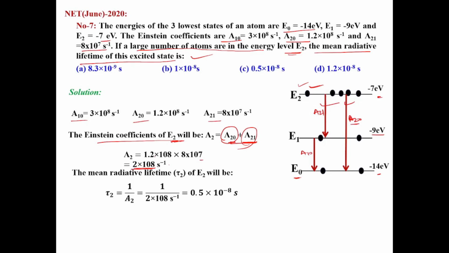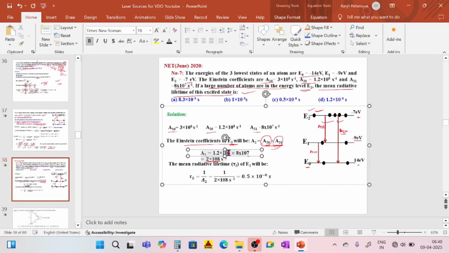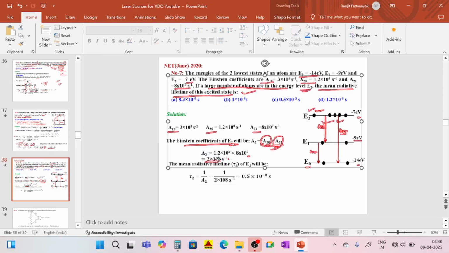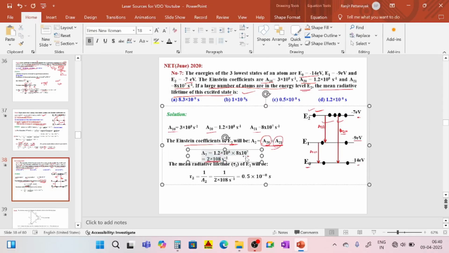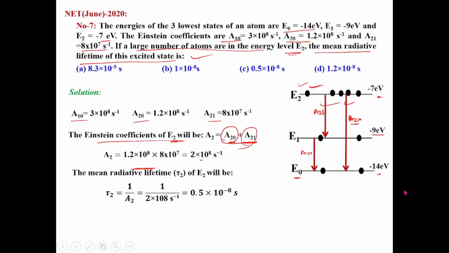I have to correct it. Wait. This is your 10 to the power 8, and this is 10 to the power 7. And this is your 2 into 10 to the power 8, right? So A2 we found is 2 into 10 to the 8 second inverse.